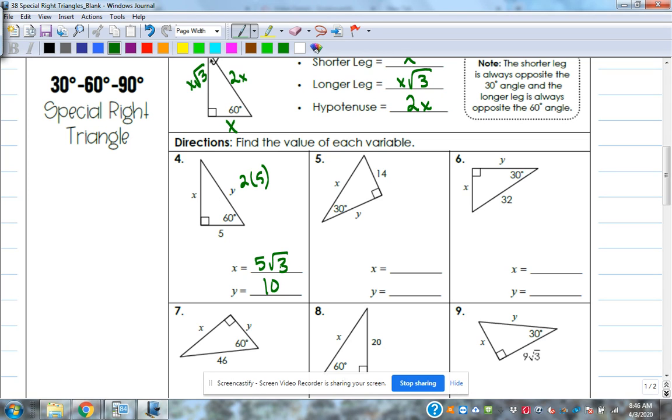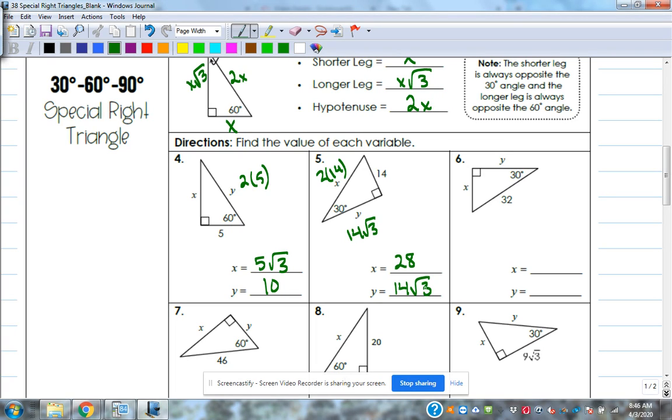So easy thing. Number 5, they give us the 30-degree angle here, and the side across from it is 14. So that's the shorter leg. And then the hypotenuse is x, so that's 2 times 14, which is 28. And then the longer leg is going to be 14 times radical 3, which is just 14 radical 3.